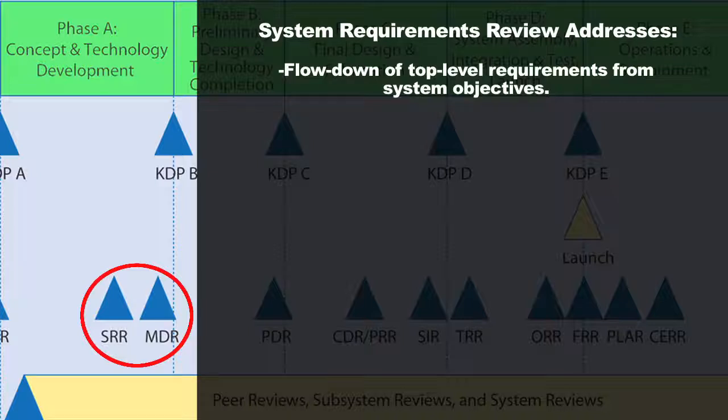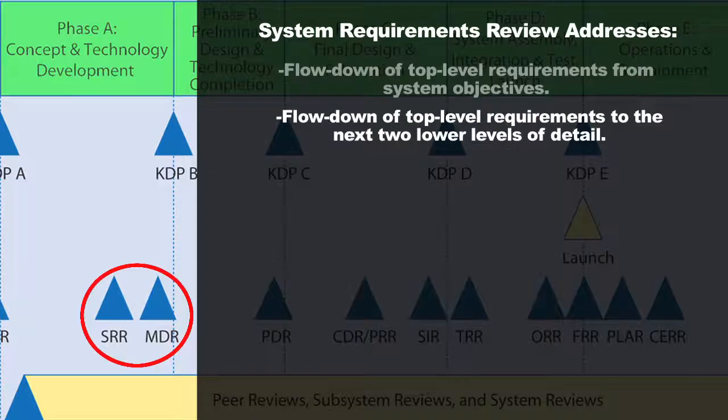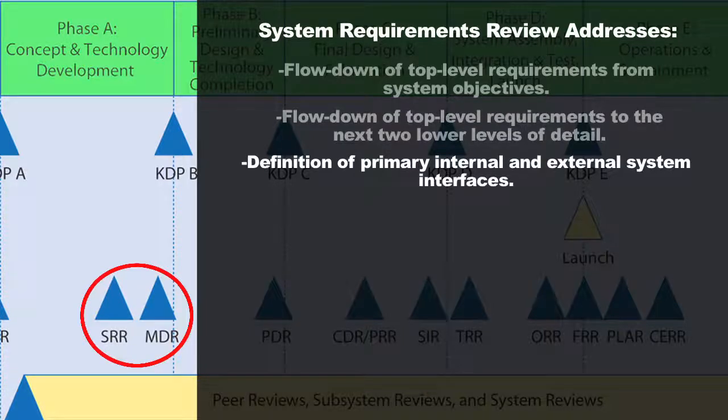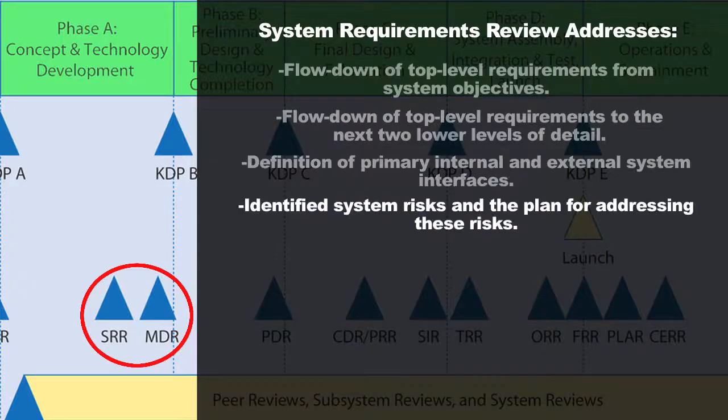And then the next bullet is, if I defined the top-level requirements right, did I take that down to the next couple levels of detail and form a good set of high-level requirements that look complete to be able to, again, meet the high-level system objectives? Now, the team will also be looking to see if all the internal and external system interfaces have been clearly defined and that all the risks for the development of this system have been clearly identified and there's a plan for addressing those risks.